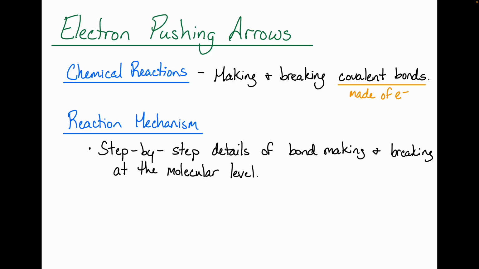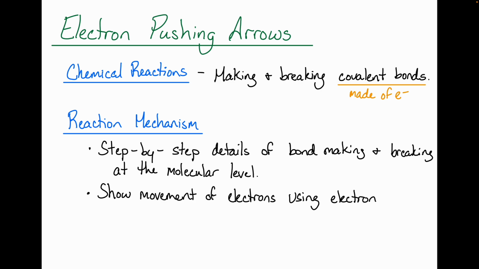Yes, bonds are being broken, other bonds are being formed, but in what order? What exactly is happening? If we were to jump into our magic school bus and shrink on down and watch this chemical reaction, what would be the series of events that would have to occur in order to lead us from reactant to product? In organic chemistry, when we're talking about our reaction mechanism, we're going to show the movement of those electrons, which are the keys to that bond making and breaking since bonds are made up of electrons, using what are called electron pushing arrows.